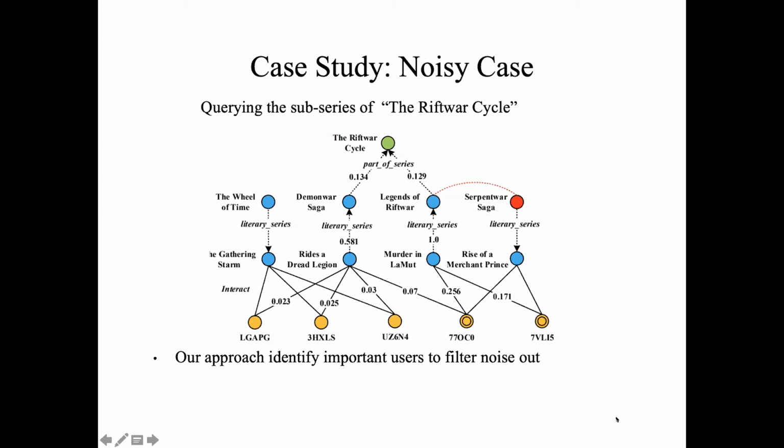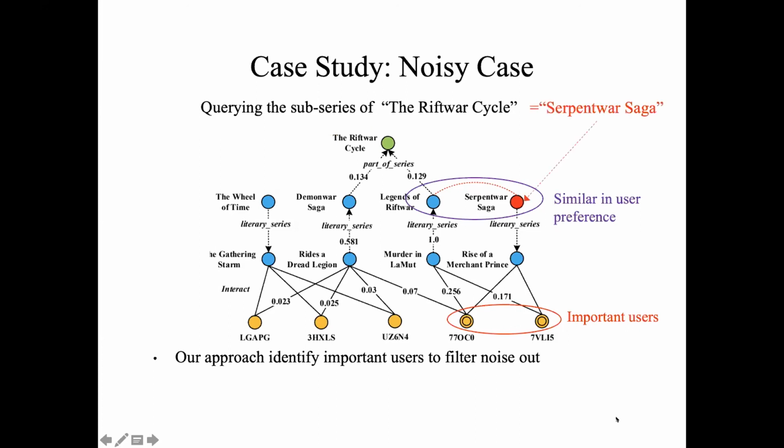As a comparison, by running our approach, we can identify more important users on the graph. As we can see, the two users with ID 770C0 and 7VLI5 are assigned with very large attention weights by our algorithm. An interesting observation is that Legends of the Rift War and Serpent War Saga can be associated with the two selected users. Based on the known fact that Legends of the Rift War belong to the Rift War cycle, our approach is capable of identifying Serpent War Saga as the final answer.